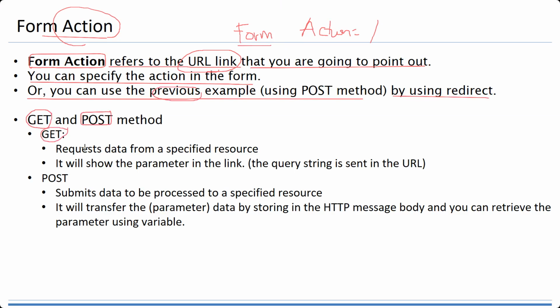GET means I'm going to request data from a specified resource, and it will show the parameter in the link. So the query string is sent in the URL. If you are using POST, it means you are going to submit data to be processed to a specific resource, and it will transfer the parameter, the data, by storing it in the HTTP message body. So it means you do not need to share the string, and you can retrieve the parameter using a variable.